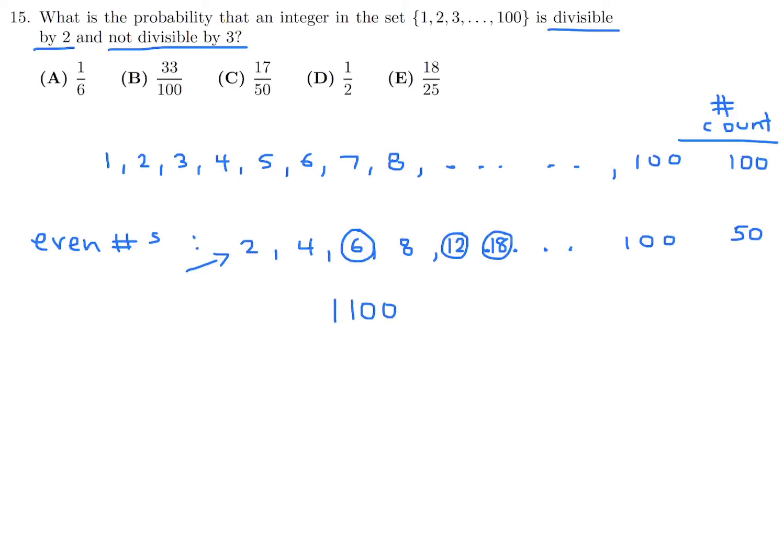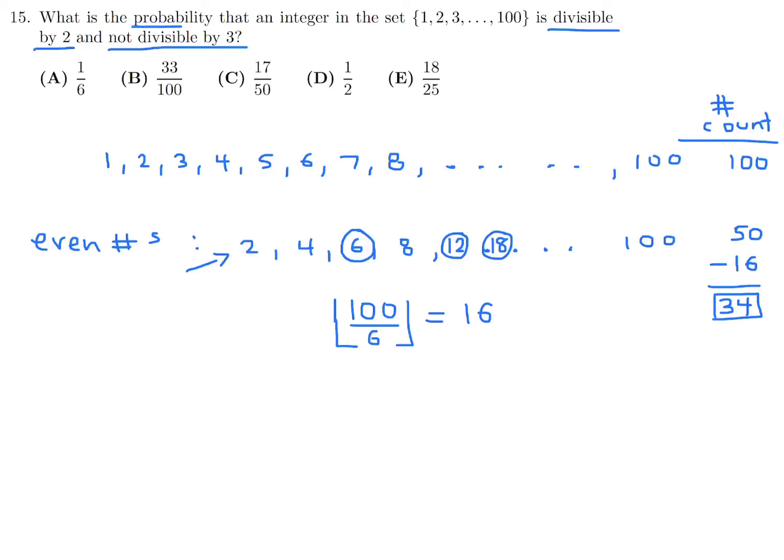100 divided by 6, and you take the integer value of that. That's what those symbols mean. And if you do that, you'll get 16. So there are 16 numbers in this list that are divisible by 3. 6 is 12, 18, and then so on, 24, 30. So from this list, I've got to take out 16, and that leaves me with 34. 34 numbers that are the good guys.